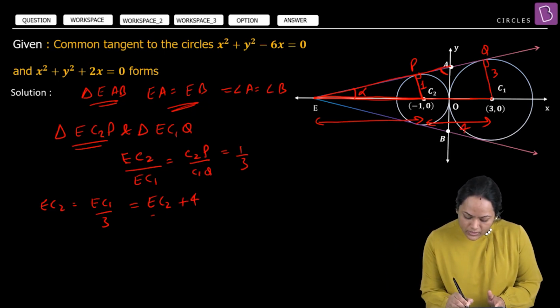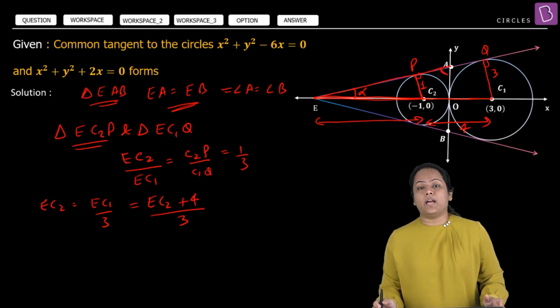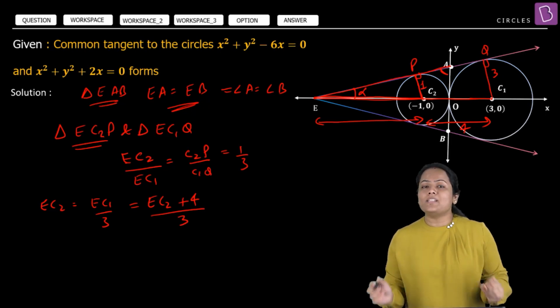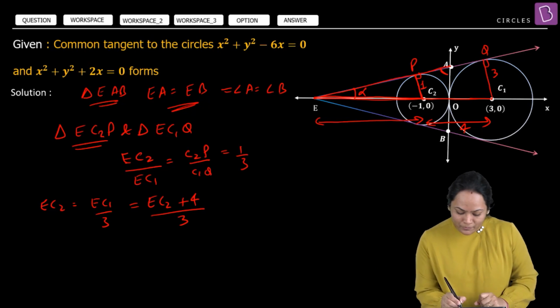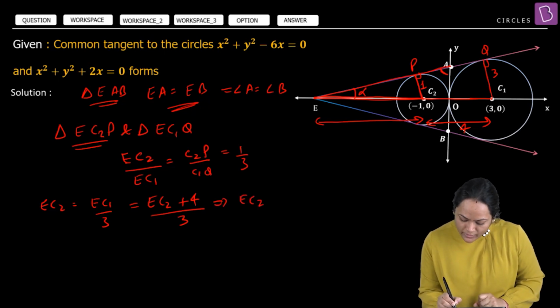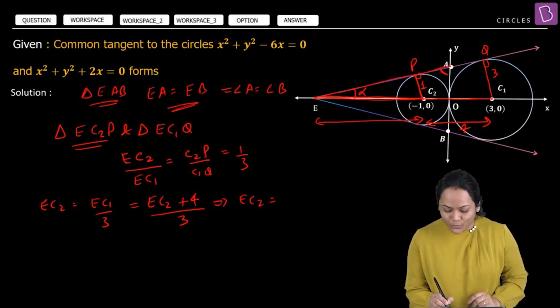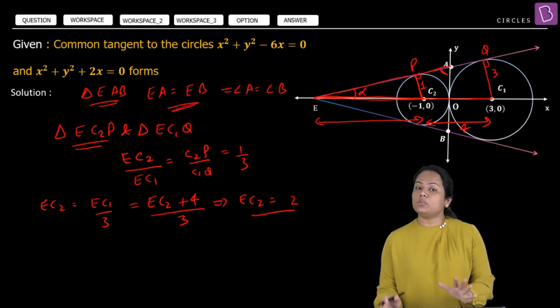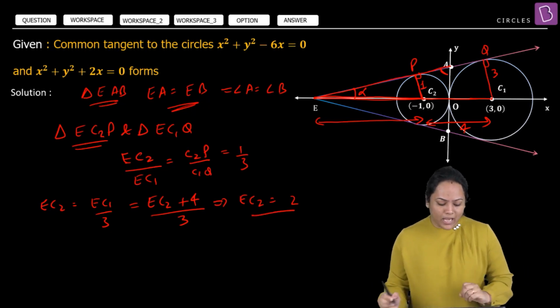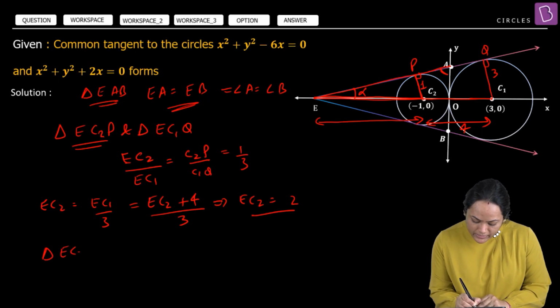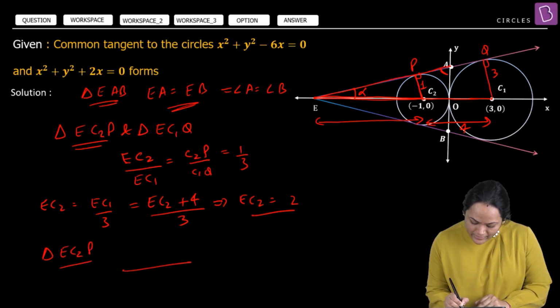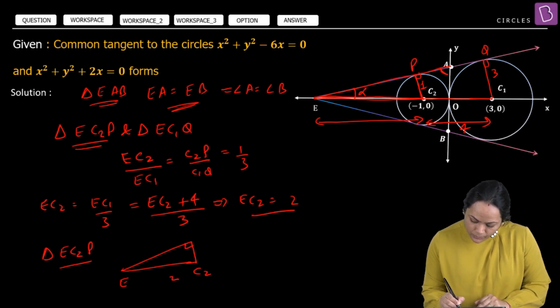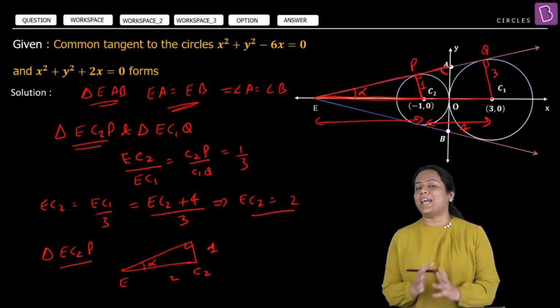So from here, can I get the value of EC2, guys? Please help me find out the value of EC2 which we get from here. We can say that the EC2 value will come out as 2. That's right. So EC2 is 2 with me. That means now if I consider my triangle EC2P, EC2 is 2 and C2P is 1, and angle E is alpha. So can I get sine alpha here?